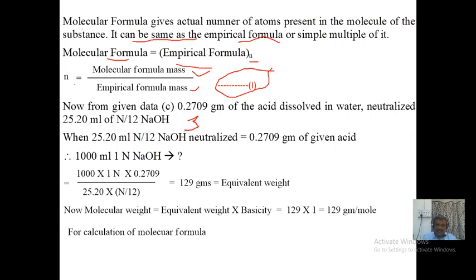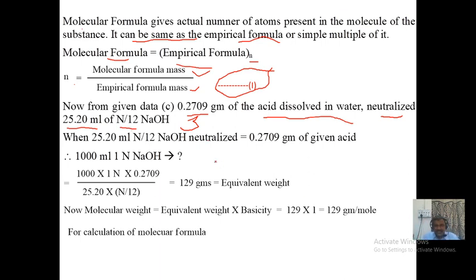After a little bit of understanding of the theory, this is laboratory 3. Lab 3 says that 0.2709 gram of the acid, when dissolved in water, the solution was neutralized by NaOH from the burette. The NaOH consumed was 25.20 ml. Normality of that NaOH was N by 12, that is 1 upon 12. Therefore, this result or report of lab 3 we are going to use for finding the value n, etc. How to do that? Be with me, friends. The most important part.